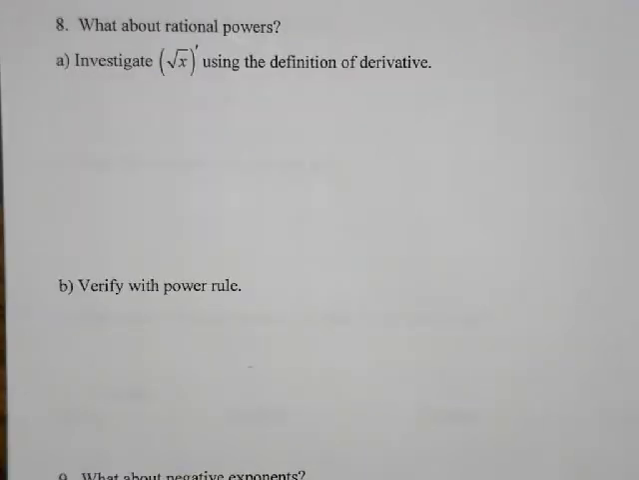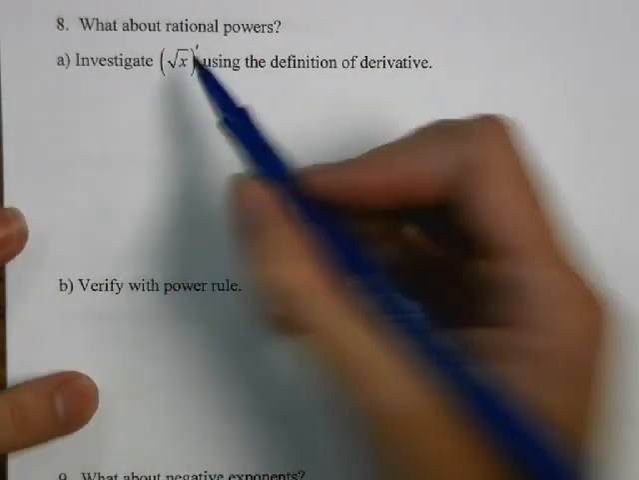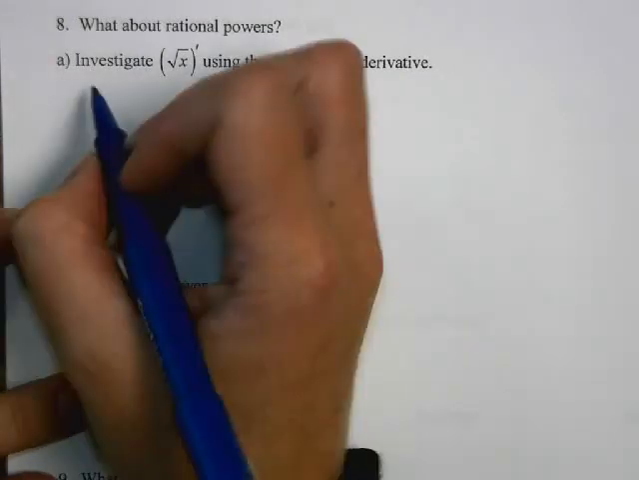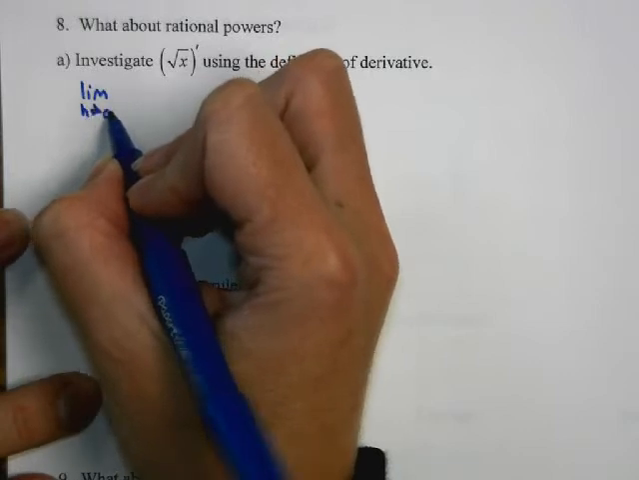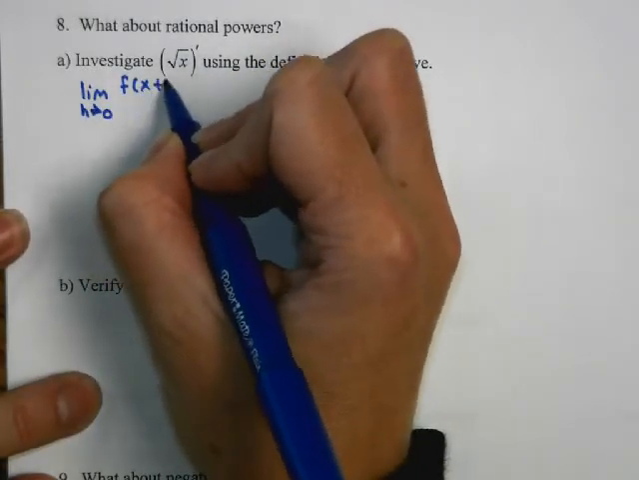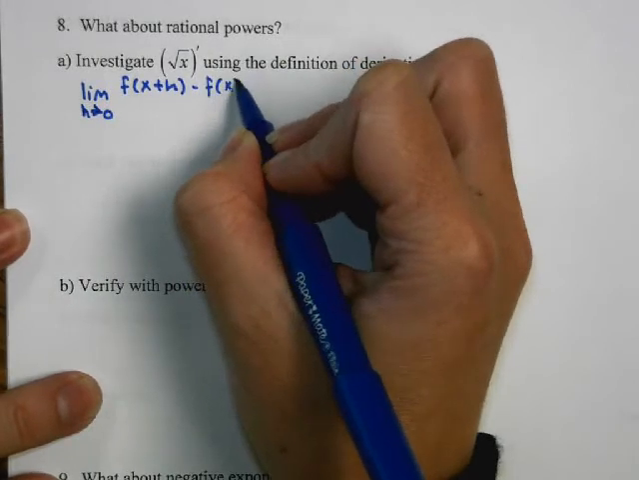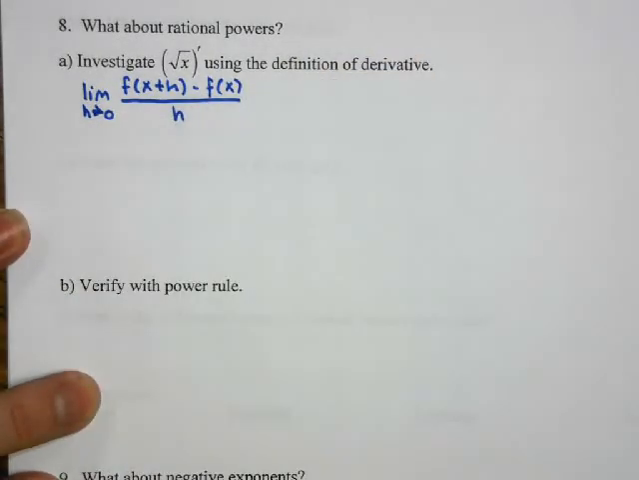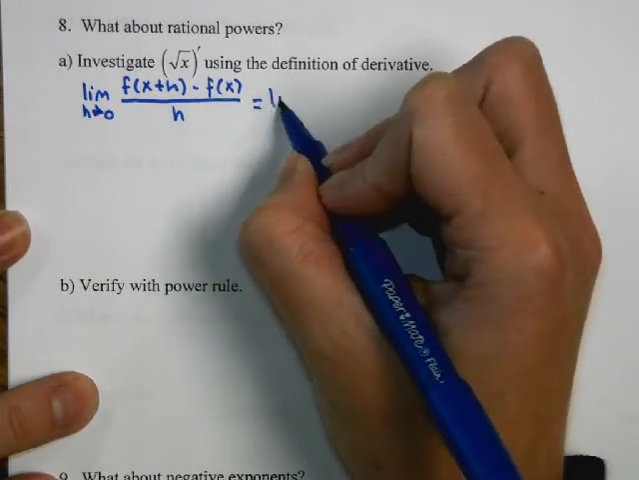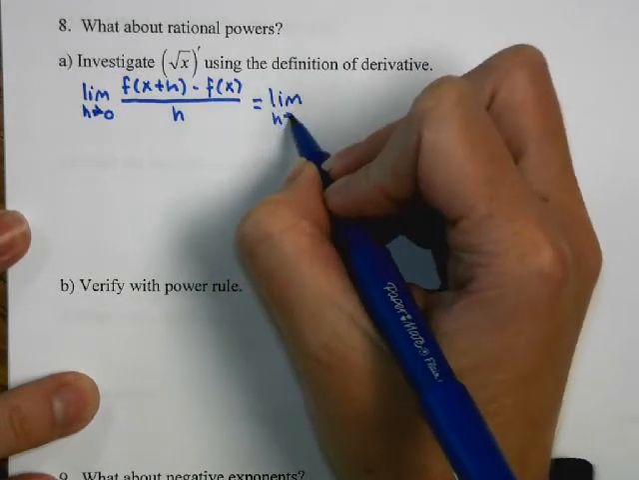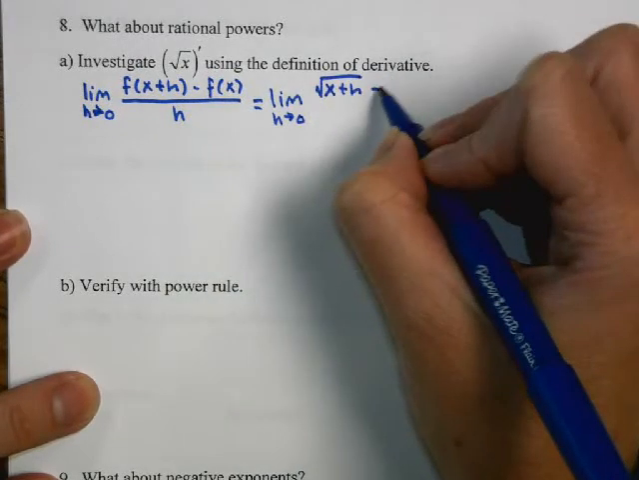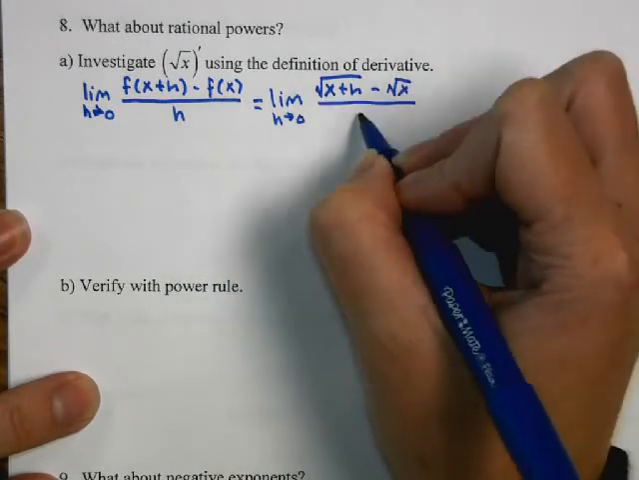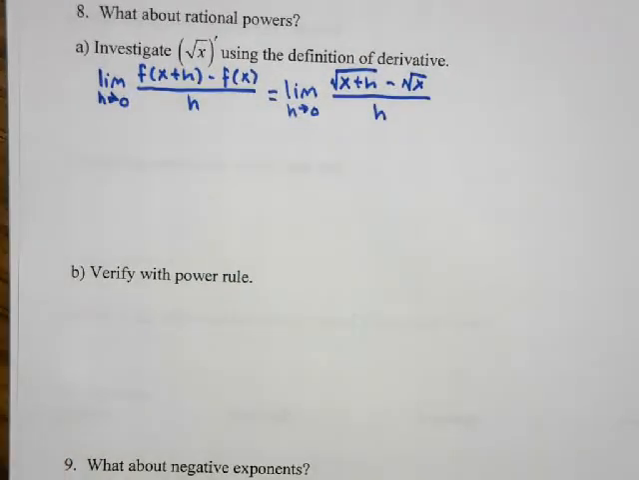All right, so what about things that aren't just whole numbers? Can we still apply the power rule? So I'm going to do this using the definition of a derivative. So the limit as h goes to 0 of f of x plus h minus f of x over h for this function is going to be the square root of x plus h minus the square root of x over h. Well, now what do we do?